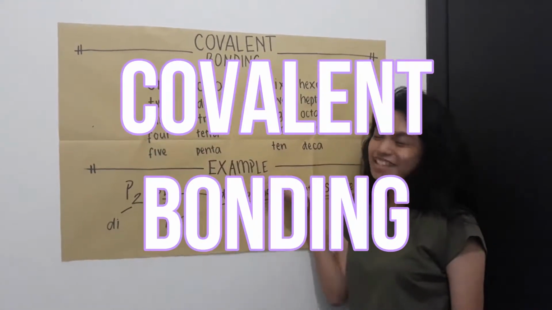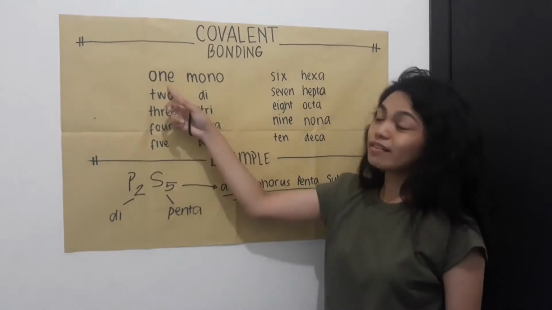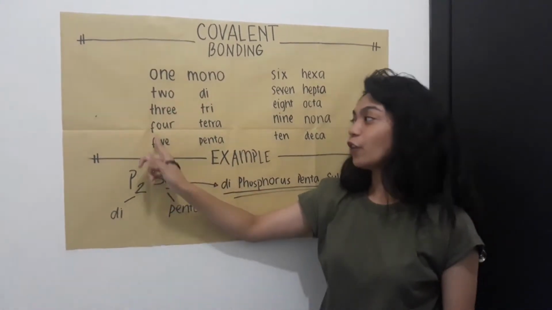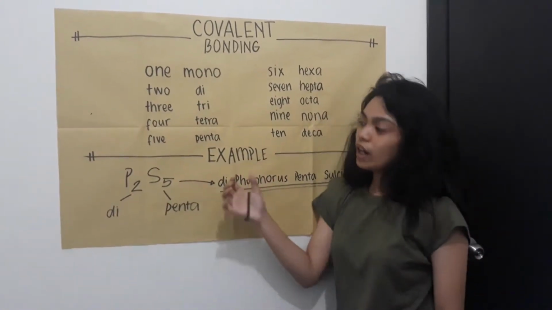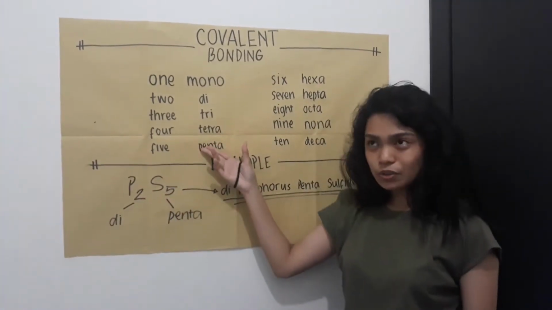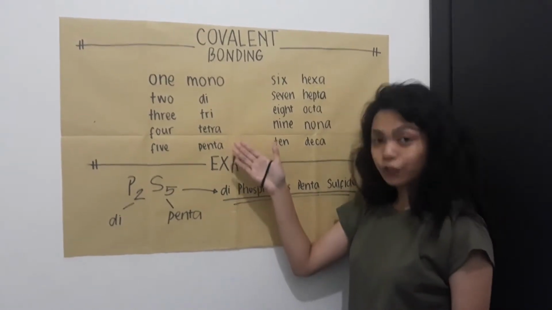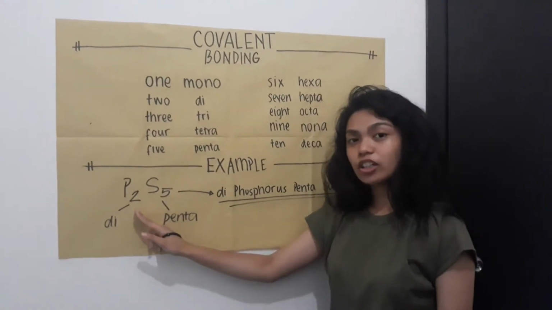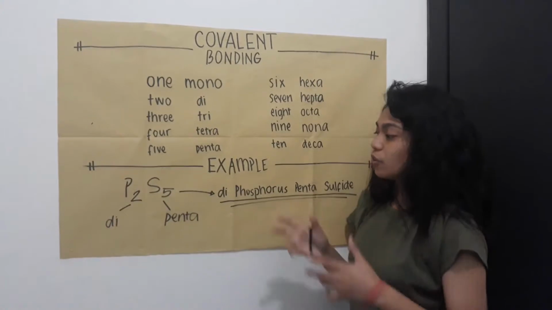Covalent bonding. So, these are prefixes that you need to memorize. 1 is for mono, 2 is for di, 3 is for tri, 4 is for tetra, 5 is for penta, and the rest goes on. So, this is an example of a molecular compound. In order to identify the prefix that you need to use, you have to first identify the subscript that you have. You look for the subscript on your element, and that is how you will identify how to use the prefix. Now, the rule is simple.